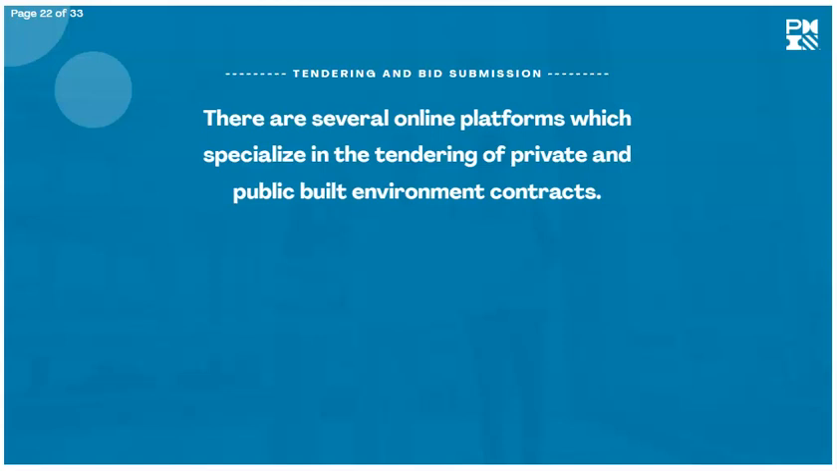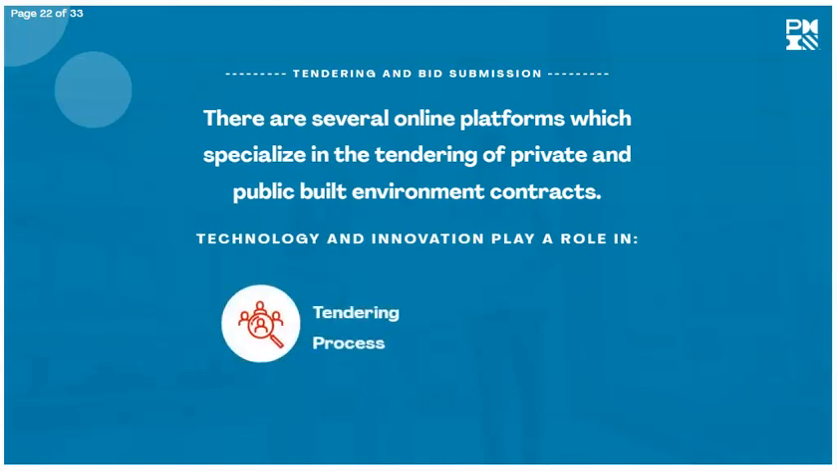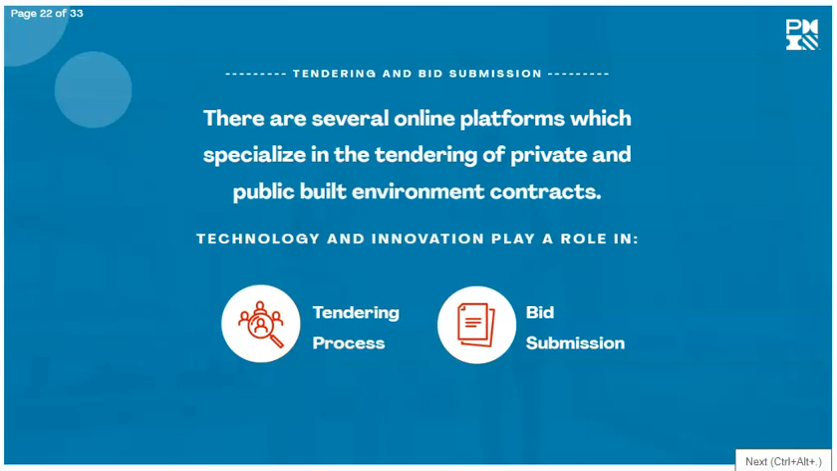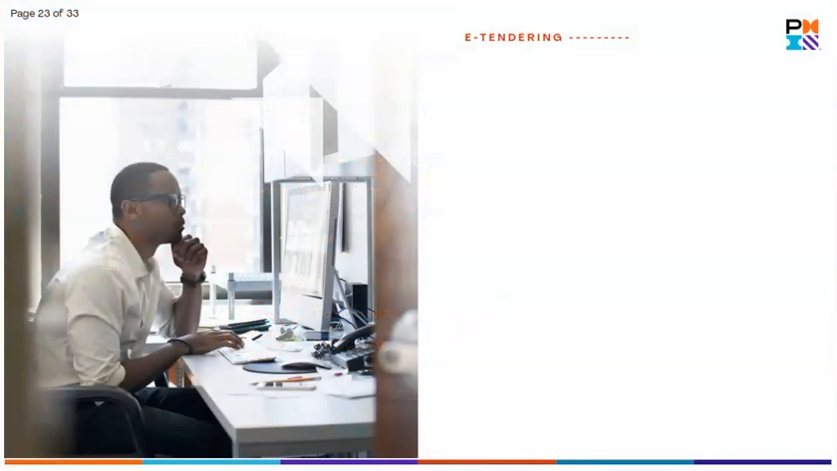In the past, tendering took place on paper, but the industry now leverages technology to carry out the process. There are several online platforms which specialize in the tendering of private and public built environment contracts. For example, the European Tenders Electronic Daily, or TED. Technology and innovation play a role in both the tendering process and in the bid submission from the contractor's side. One of the areas pinpointed for greater digitization and technology potential was the procurement process for built environment projects.